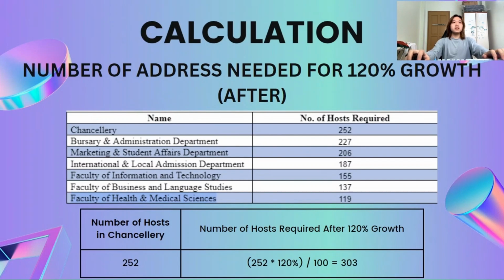For example, the chancellery has 252 addresses right now. If we grow by 120%, it will need 303 addresses. So we are making sure that as our organization grows, our network can handle more computers and devices without any issue.